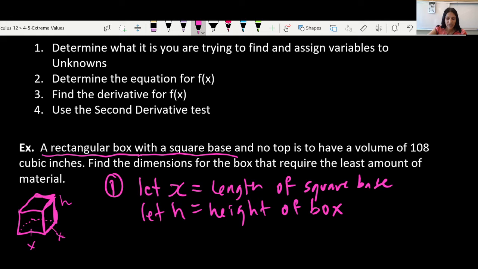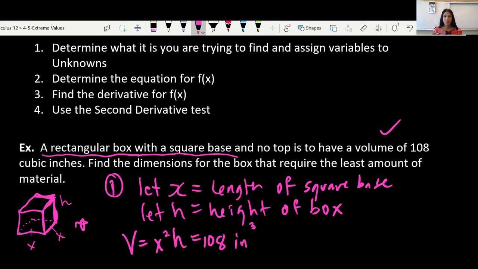So do this, and then if it says it has a volume of 108 cubic inches, let's look at this. We know that volume is length times width times height. So in this case it would be x squared h when we look at this part here. But we also know that that is 108 inches cubed, just like that. Okay, so there's a part of it. We have the formula done for the volume, so that's all good.